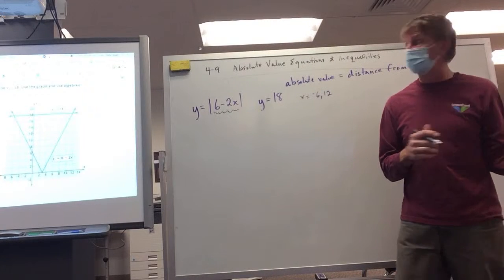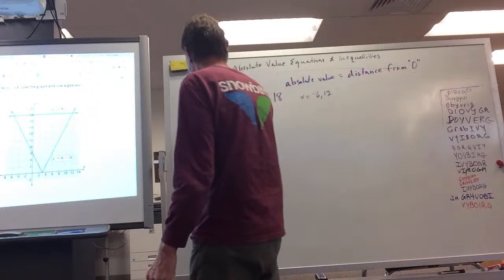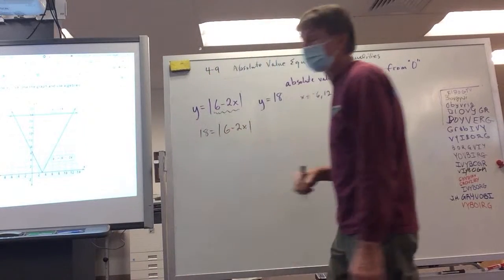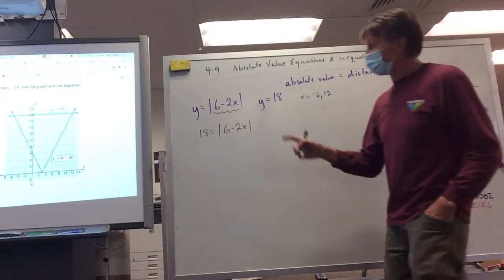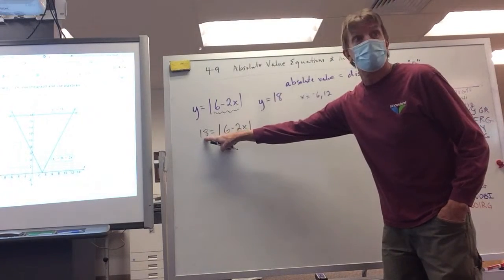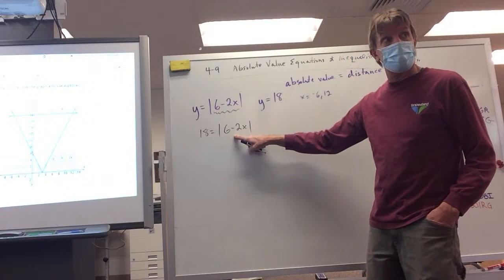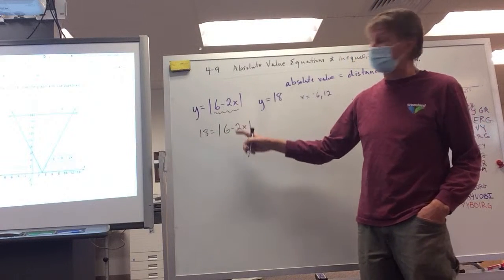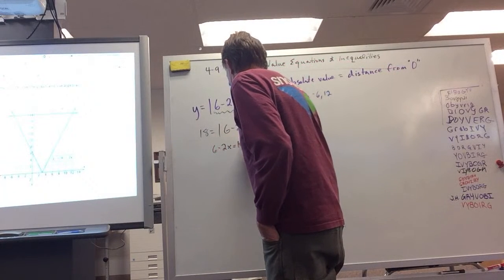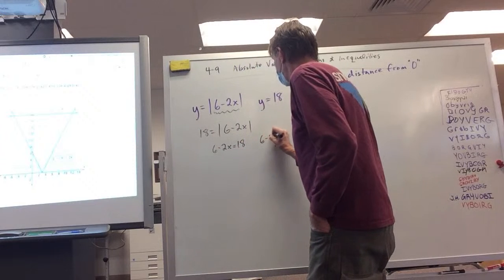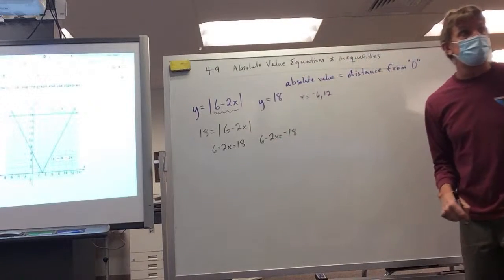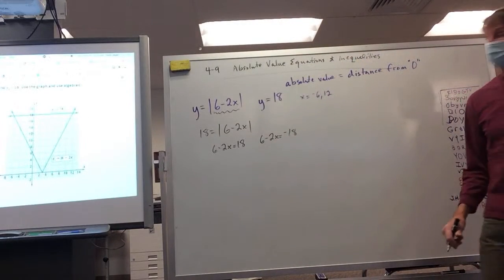So what we need to solve is 18 is equal to the absolute value of 6 minus 2x. So we have to do this twice, because this number could be a positive 18, or you could have a negative 18 in here. Negative 18's absolute value is also 18. So we begin like this. This could be equal to 18. This could be equal to negative 18. And then we do inverse operations and we solve it.